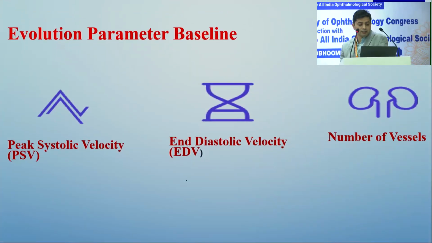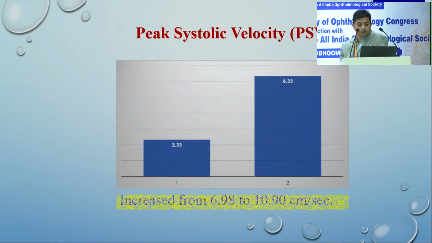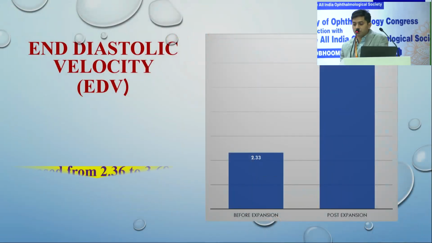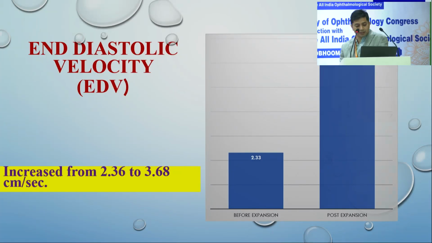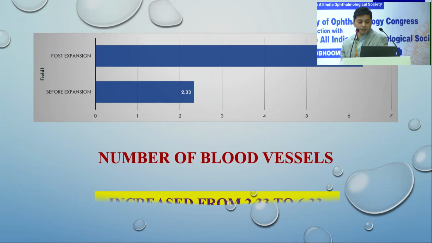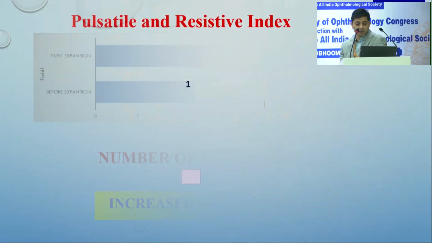So the parameters that we explored were the peak systolic velocity, the end diastolic velocity, and the number of vessels. And here you can see that the peak systolic velocity increased from 6.98 to 10.90 centimeters per second. The end diastolic velocity also increased from 2.36 to 3.68 centimeters per second. The recruitment of blood vessels severely increased from 2.30 to 6.30 per centimeter of area.